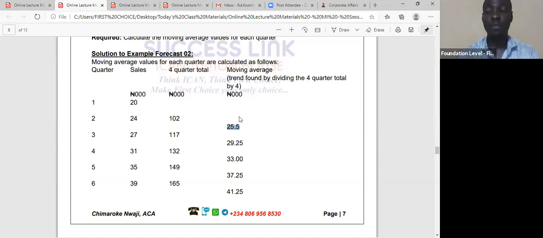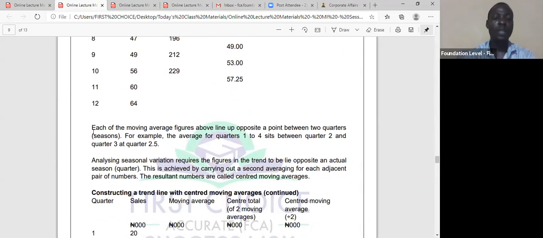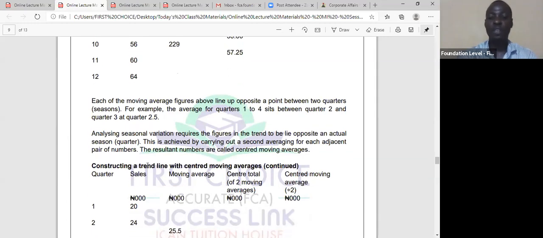Meanwhile, in the 5-day moving average, when it was odd, it belonged to an actual data season. So what do we do now? Now look at each of the moving average figures lining up opposite a point between 2 quarters or seasons. For example, the average of quarters 1 to 4 sits between quarter 2 and 3, at 2.5, and so on. What do we need to do? The next step is to get a second average, to do an average of the average.